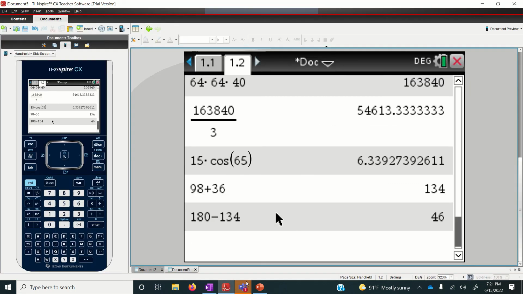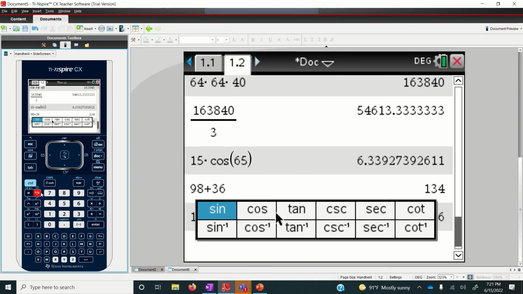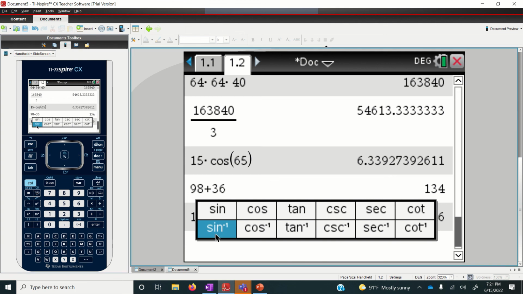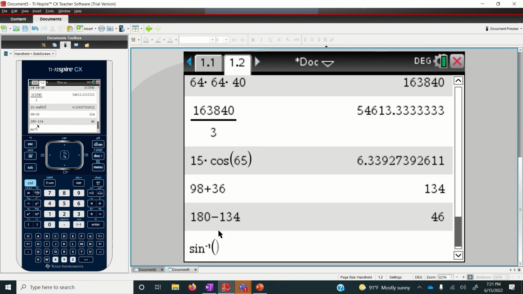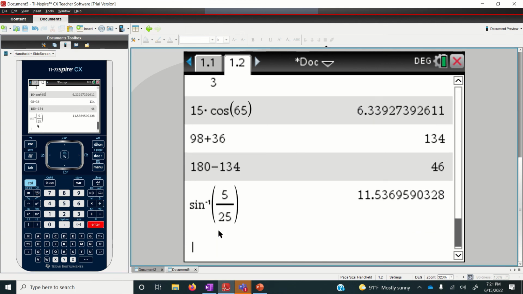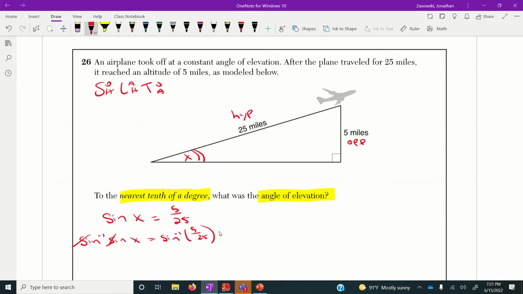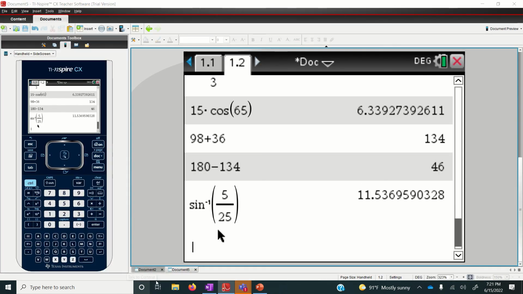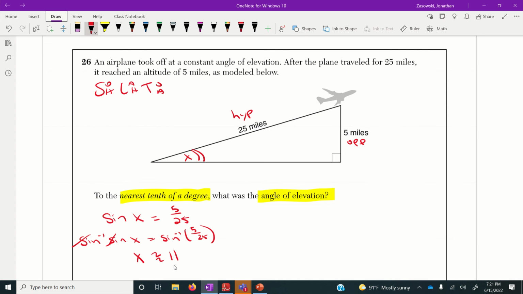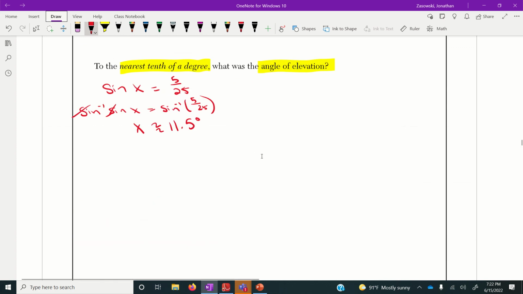Okay, calculator time. Trig, sine inverse, 5 over 25, 11.536. We want the nearest tenth, so x is approximately 11.5, and this is degrees since it's an angle. And we're done.